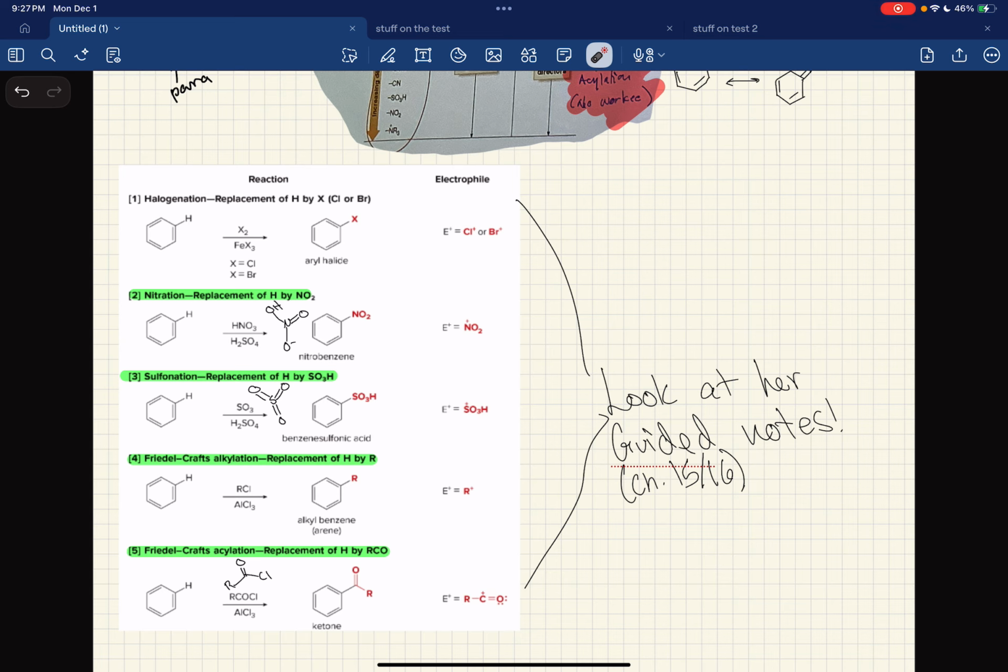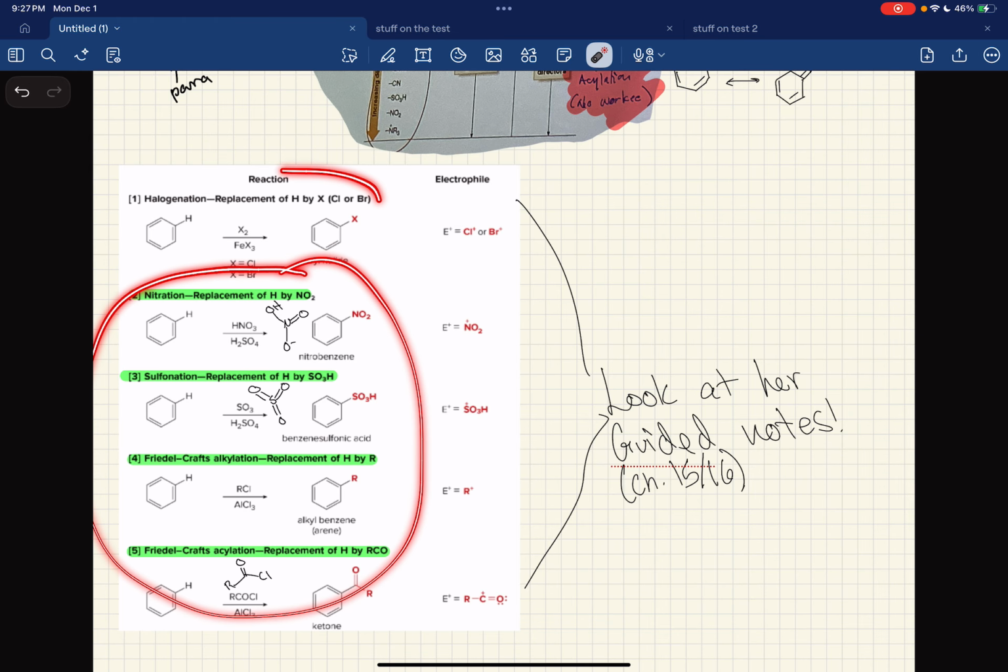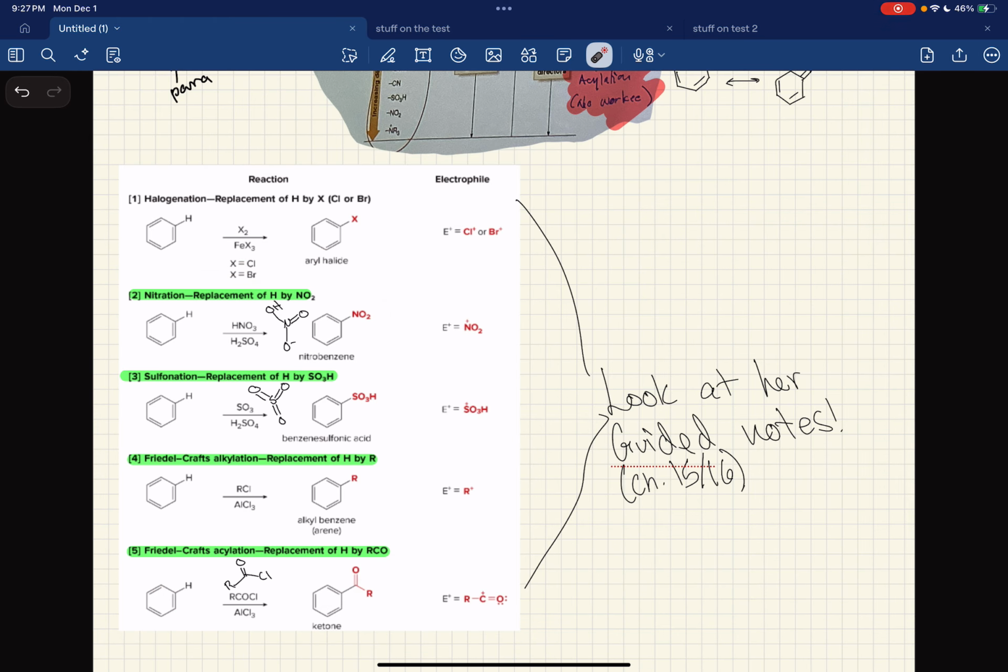The 5 different reactions. I think it's good to know the mechanisms for these 4. I highlighted those 4, but I don't think you need to know the mechanism for that.